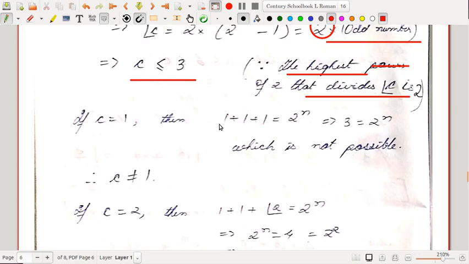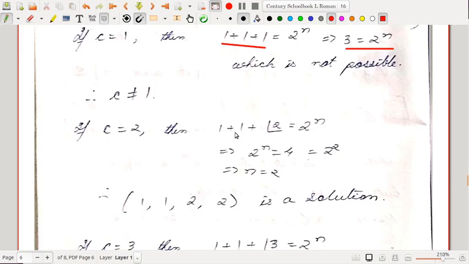If c equal to 1, then what happens? 1 plus 1 plus 1 is 2 to the power n. So 3 equal to 2 to the power n. This is not possible. Okay, so c is not equal to 1, right? If c equal to 2, then in that case 1 plus 1 plus factorial 2 is 2 to the power n, which is possible. 2 to the power n is 4, that is 2 squared. So n equal to 2. So (1, 1, 2, 2) is a solution. This is a solution, right?